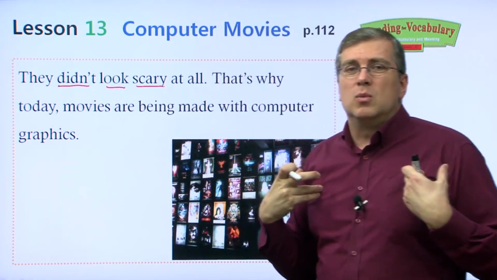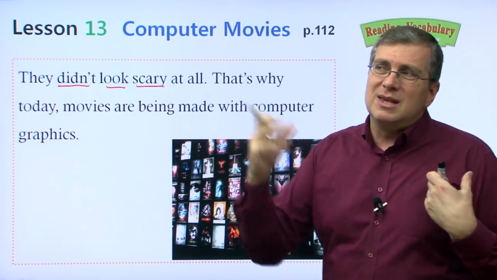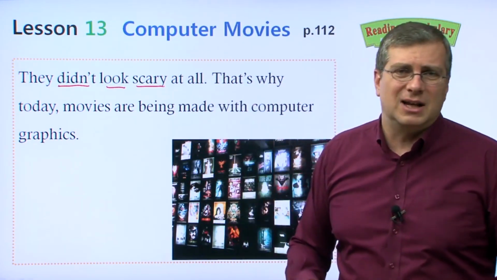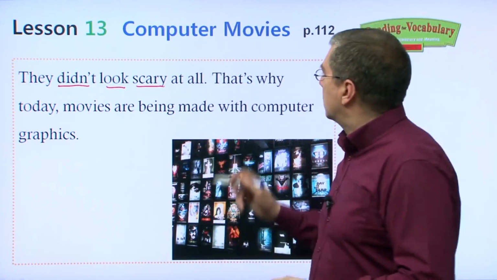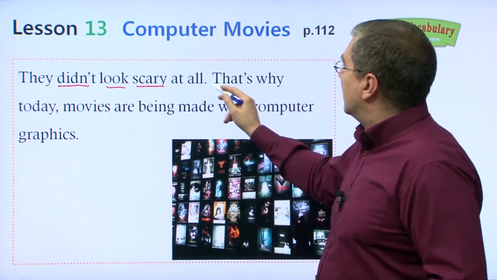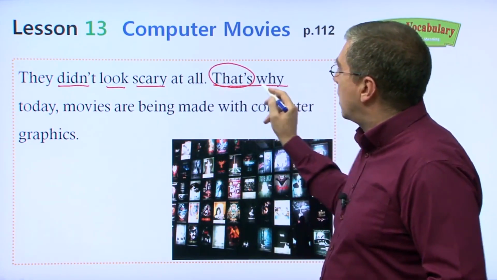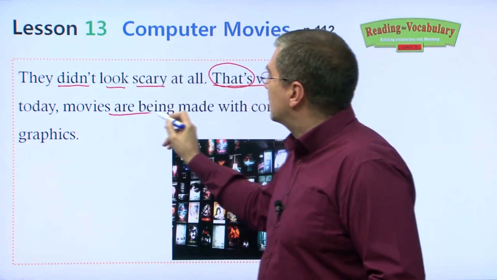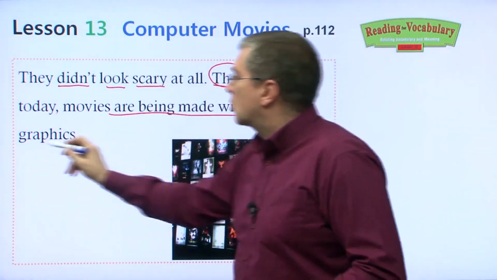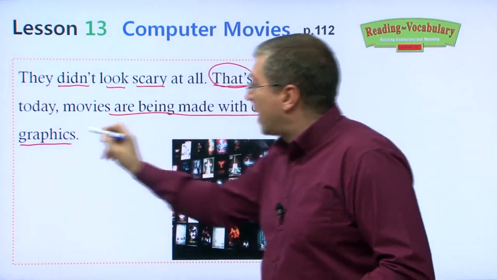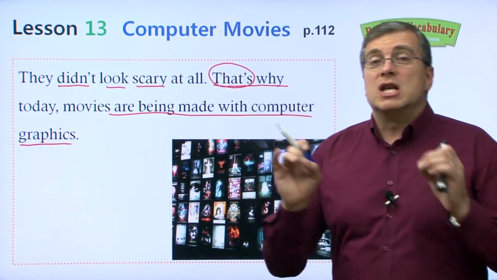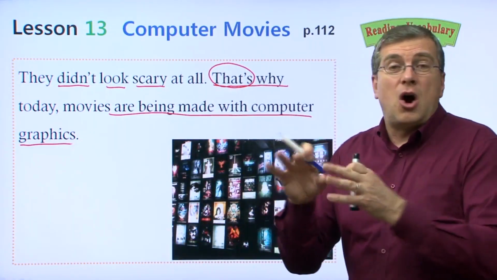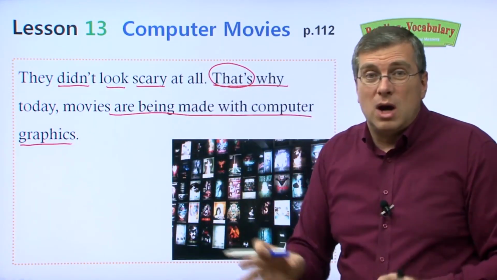When we go to see the movie, we see them and the audience is not scared. It's like, it's just a guy in a costume. It's not scary, right? That's why today, because they don't look scary, movies are being made with computer graphics. Computer graphics don't use people in costumes. Computer graphics artists can create whatever they want, right?